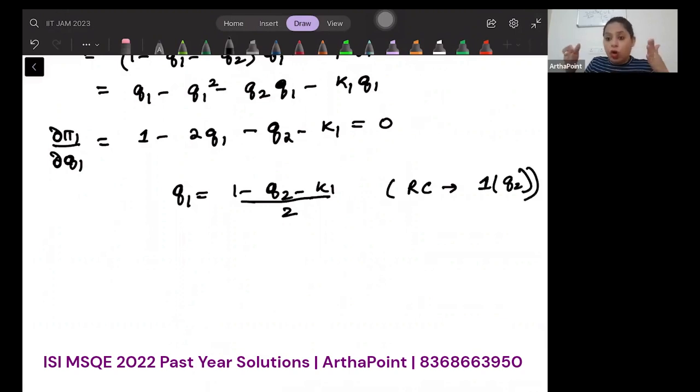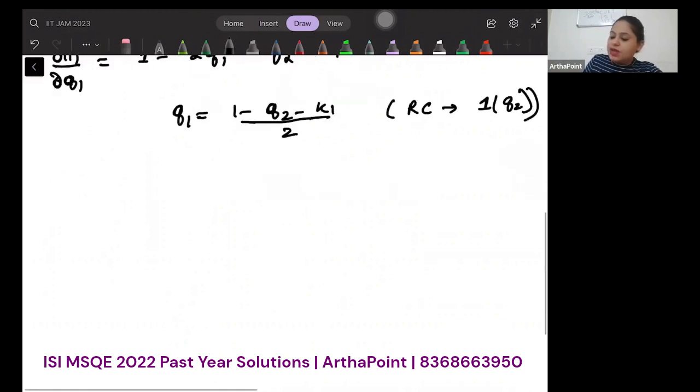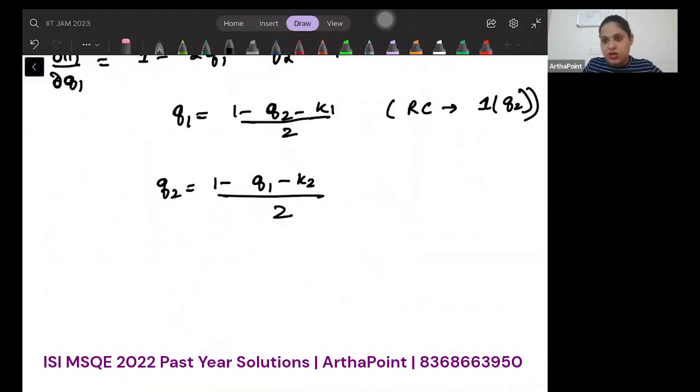Now these profit functions are symmetric in nature. So if I were to find the profit maximizing quantity of firm 2, I don't have to start solving this again. I can just say that Q2 will be (1 minus Q1 minus K2) by 2. They are symmetric in nature, so we don't have to solve them literally. Now, what you can do is just solve these two reaction functions simultaneously. So let's go ahead and do that.